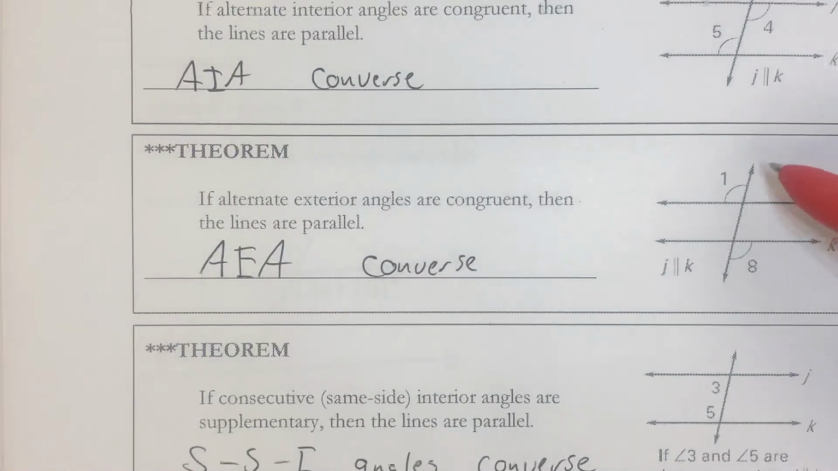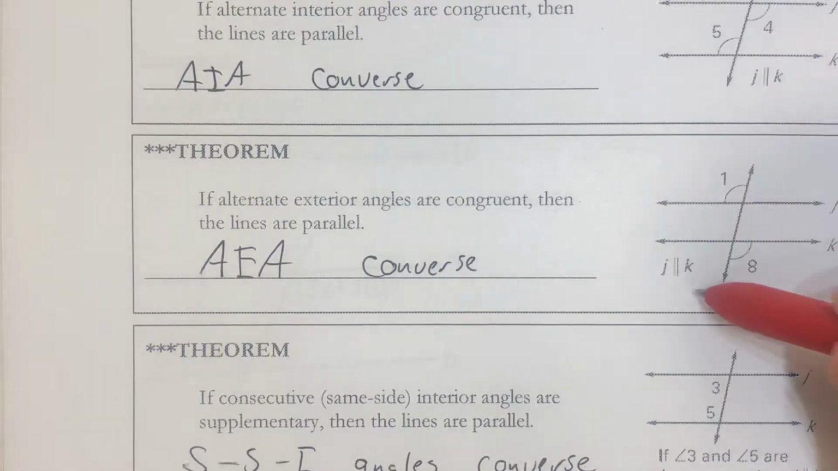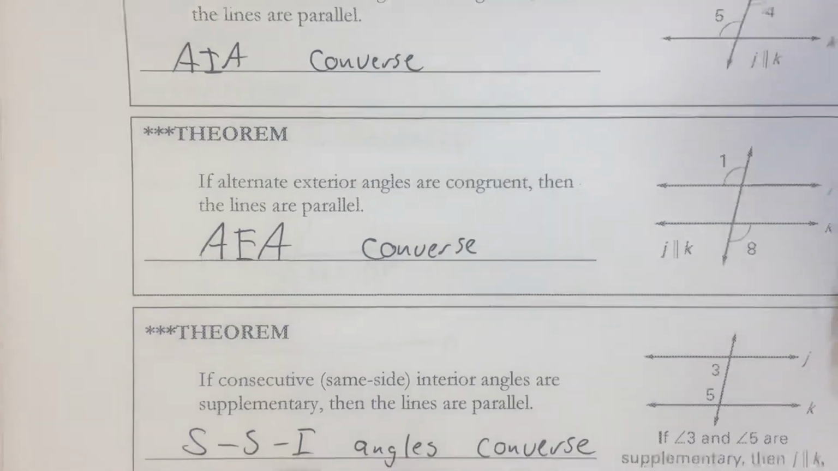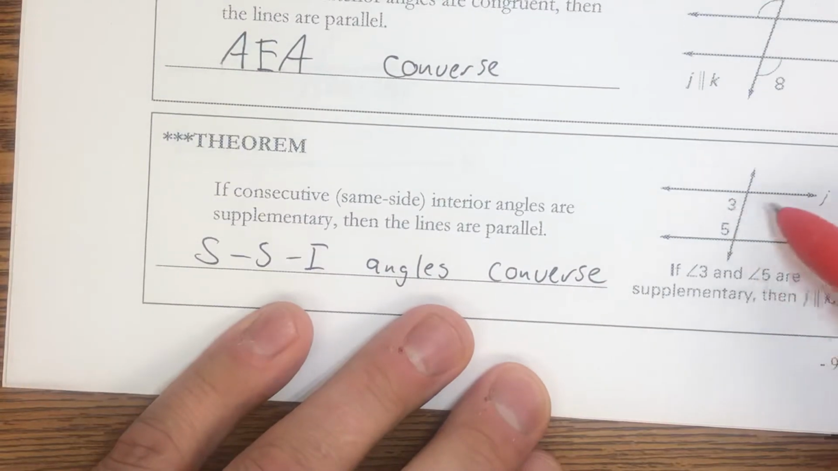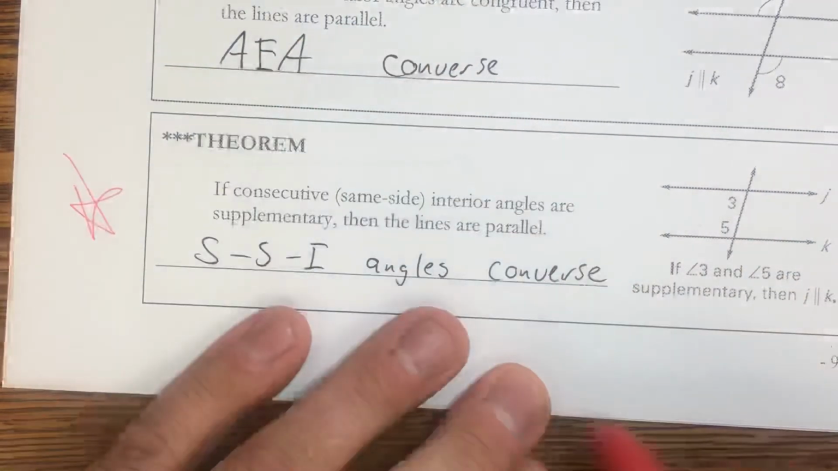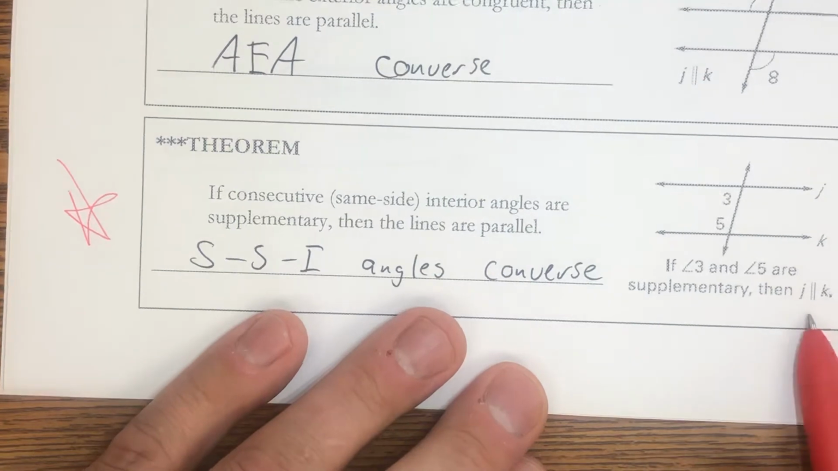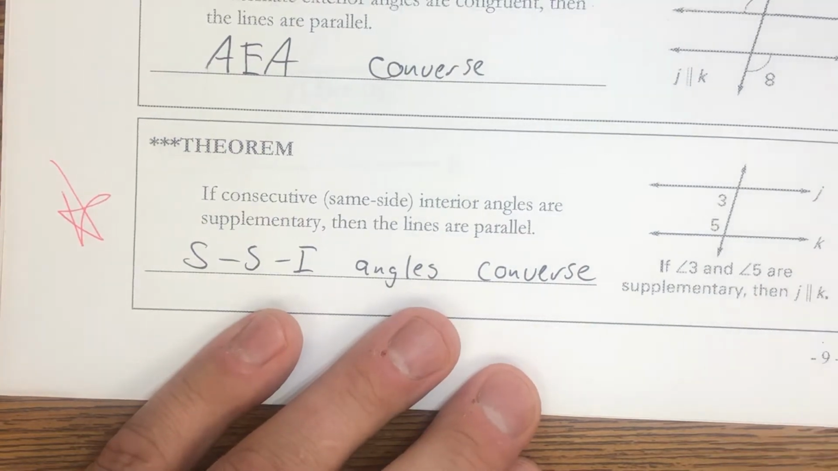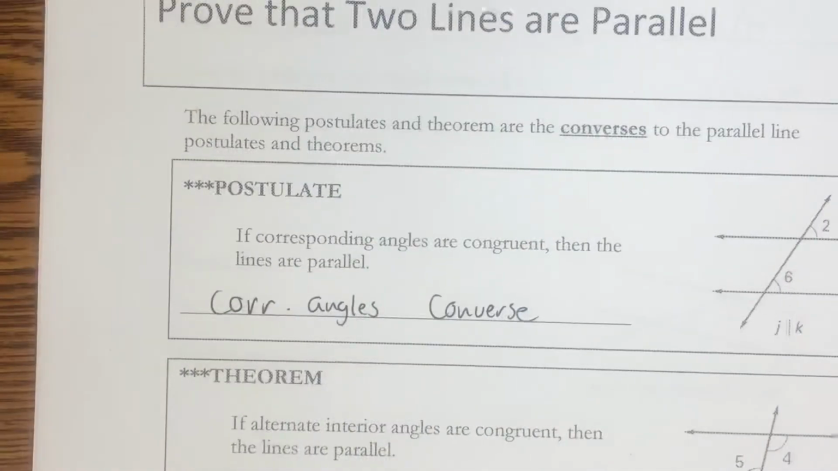Our next one, if two lines are cut by a transversal and the alternate exterior angles are congruent, then the lines are parallel. And finally, if two lines are cut by a transversal and the same side interior angles are supplementary, so not congruent, supplementary, then the lines are parallel. So we're really just doing the opposite. Instead of stating that the lines are parallel and the angles are congruent, we are looking to see if the angles are congruent. That would tell us that the lines are parallel.